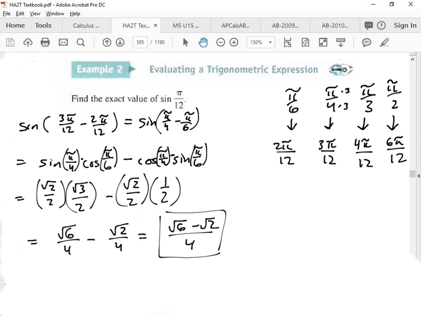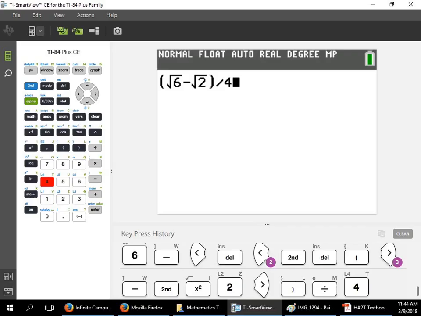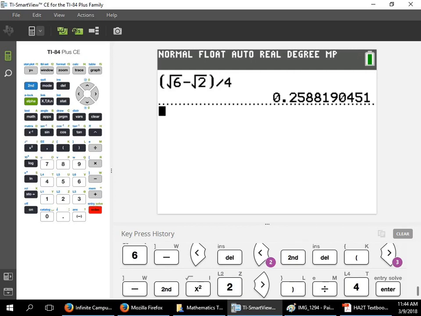There was no rounding done. This answer is exact. Now, if we take this answer and plug it into a calculator, and then also plug in sine of pi over 12 into a calculator, we should get the same thing. Okay, let's see what we get. So let's see if we get the same thing here and the same thing right here. Okay, so after I plug that in, I get 0.2588.